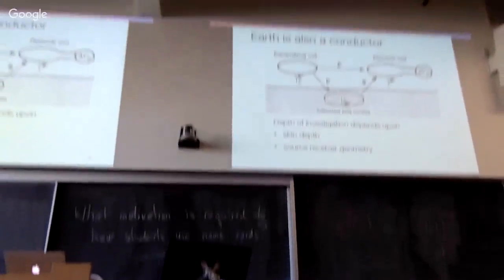So Faraday's law is still going to hold. If I have a time-varying current in here, a time-varying field, that's going to induce current inside the Earth. Those currents are going to generate magnetic fields that I can measure there. So nothing changes. It's just the geometry.